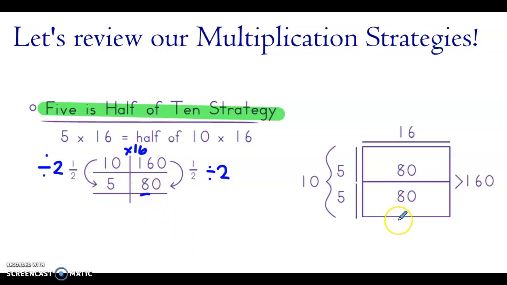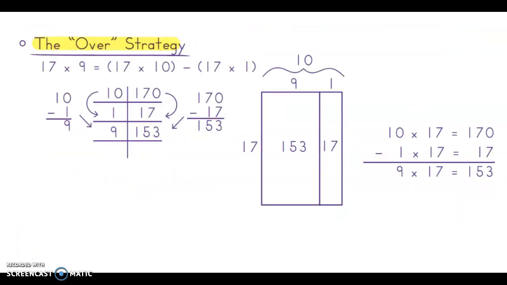If you take a look over here, this is another way to show that thinking. So we could set up our open array, and we know 10 times 16 would get us our total of 160. But if we wanted to cut that 160 in half, we know 80 plus 80 gets us 160, or 16 times 5 would be 80.